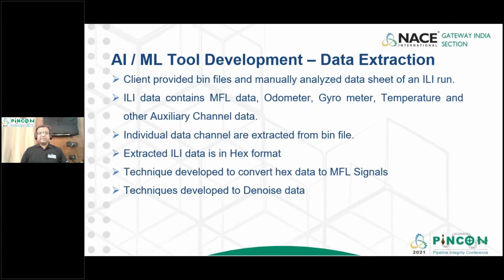The data from the pig contains information collected from the Hall effect sensors, odometers, gyro, and other sensors. All the data are extracted individually from the binary files, decoded from hex to the desired format. Like for Hall effect sensors, the hex data are converted to MFL signals. For odometers, the hex data is converted to odometer signals, and so on. Once the data is extracted, the required data is then moved to a denoising sequence.